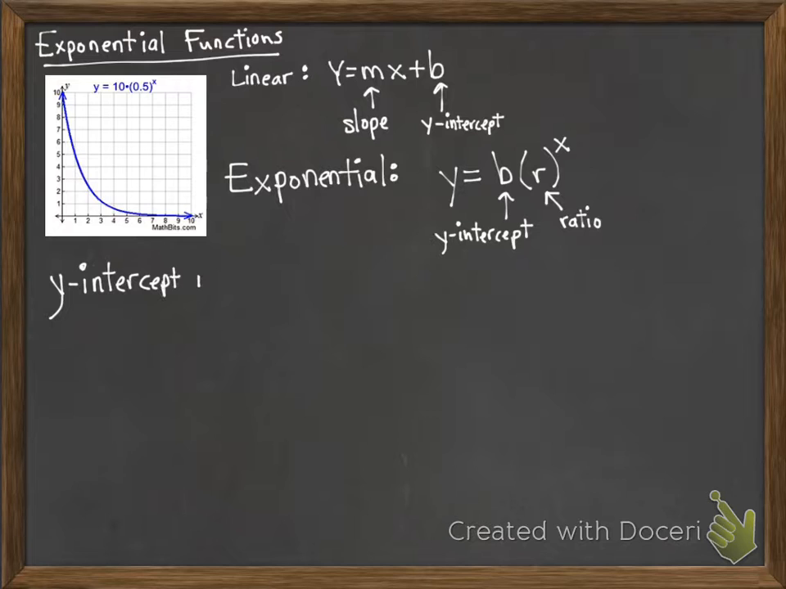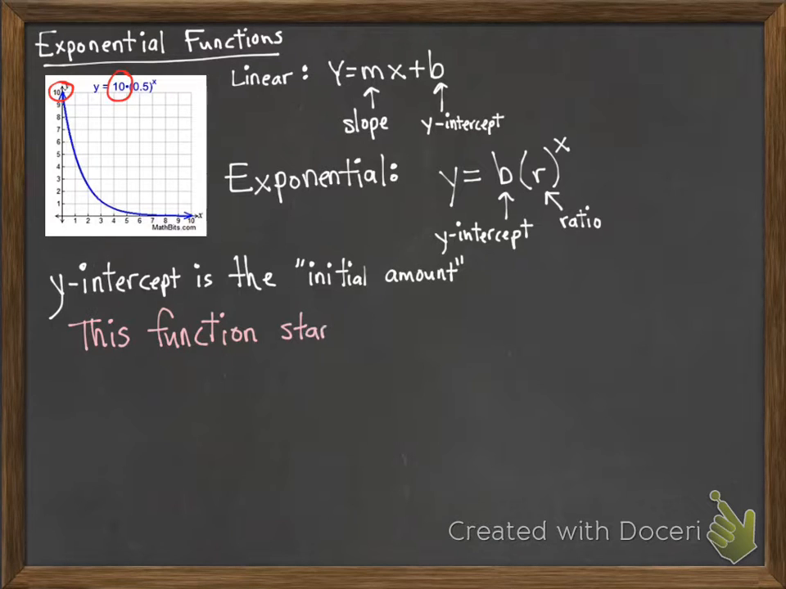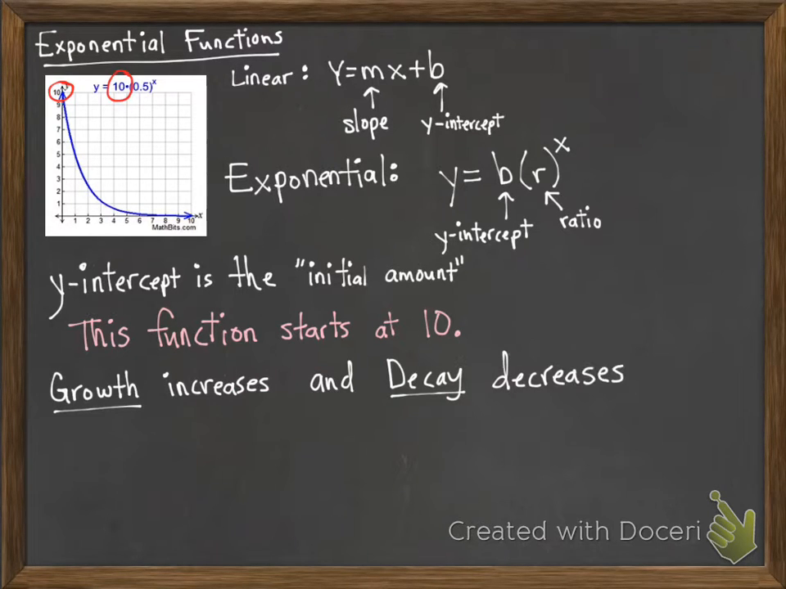The y-intercept is also called the initial value, or starting point. If we look at our graph, we can see that it starts at the y-axis at 10, and we also have a 10 in the y-intercept spot of our equation. This means that the function starts at 10. Exponential functions are either growth or decay. Growth means the exponential function is increasing, and decay means the exponential function is decreasing. Since our graph is headed downwards, this is a decay exponential function.